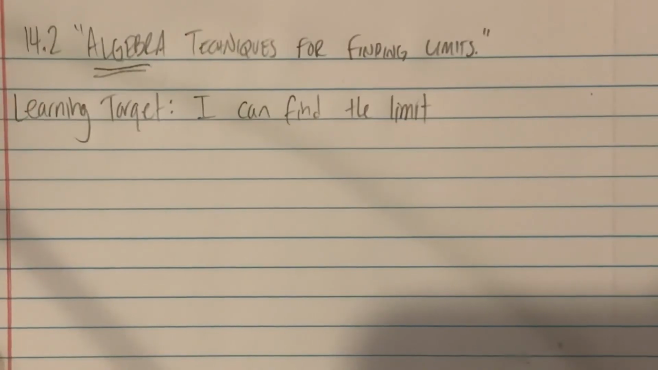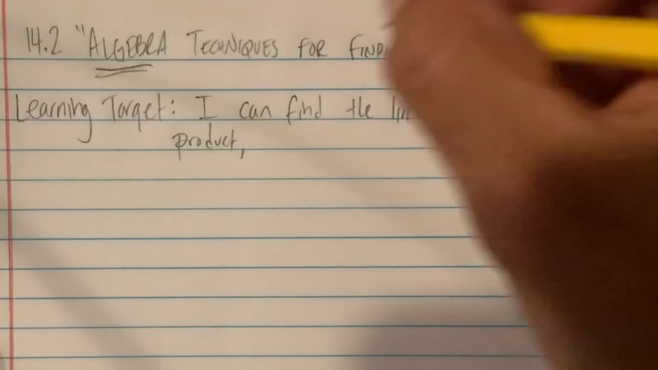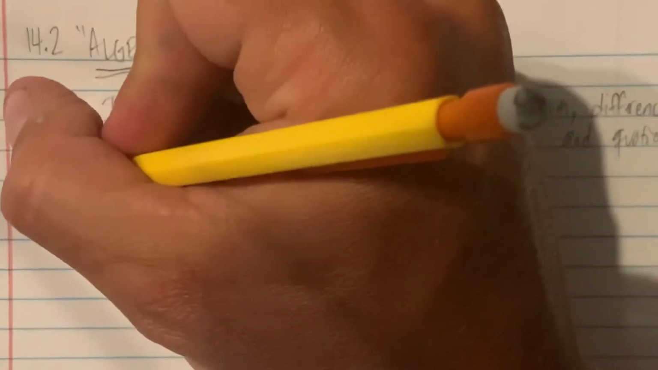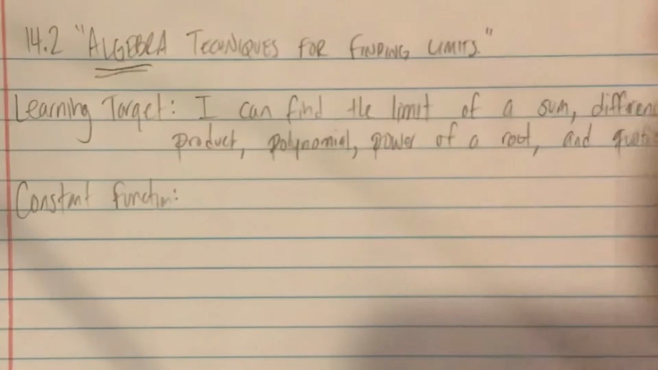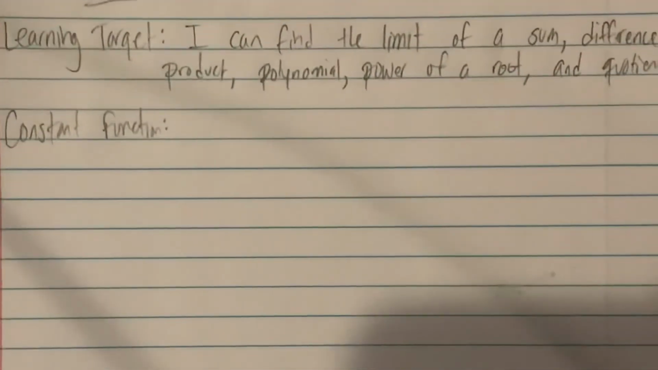We have one learning target for today. I can find the limit of a sum, difference, product, polynomial, power of a root, and quotient. I want to make a little list over here of the different types of functions that you may see. And the first one that we will talk about is the constant function, where the function is just a number, or really just a horizontal line.